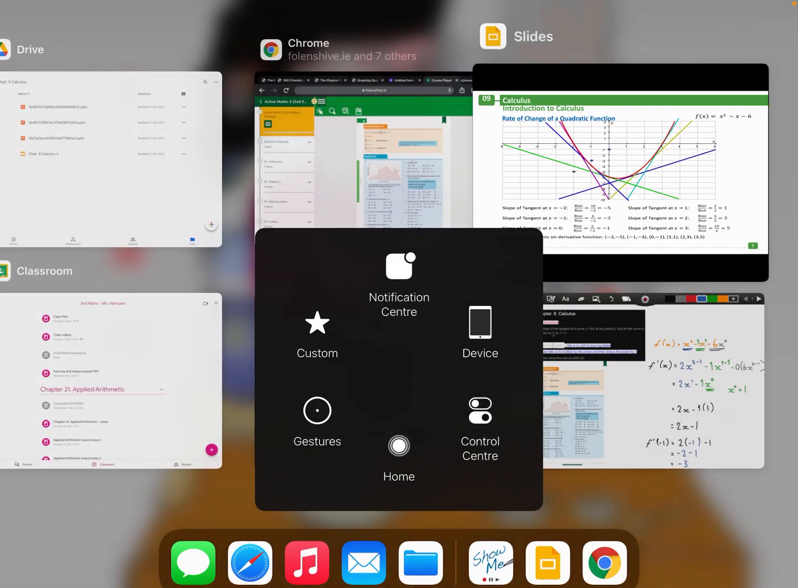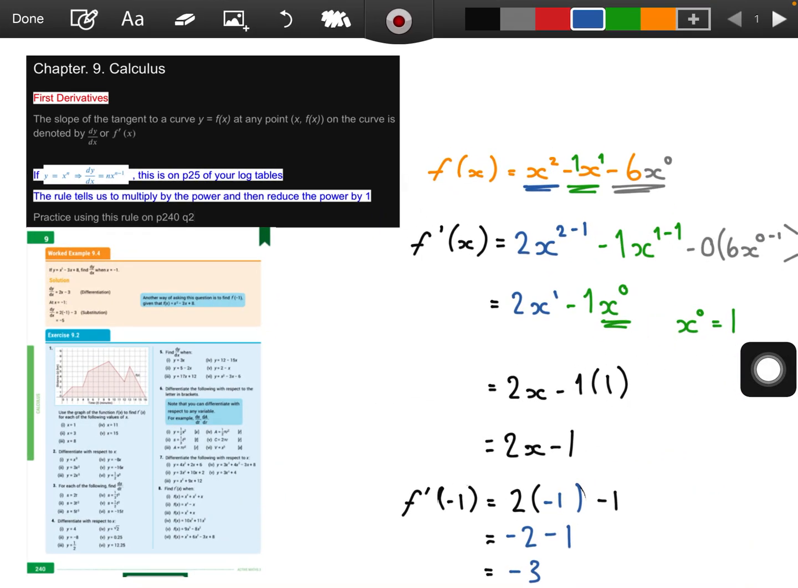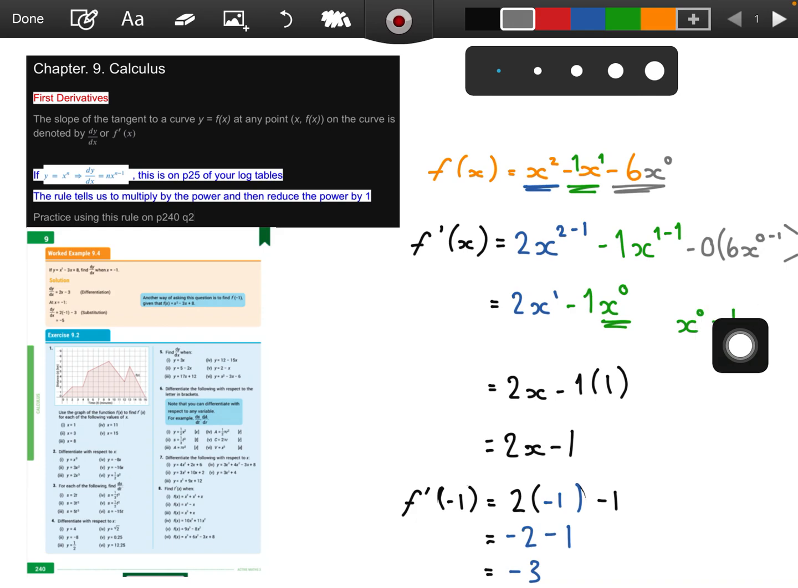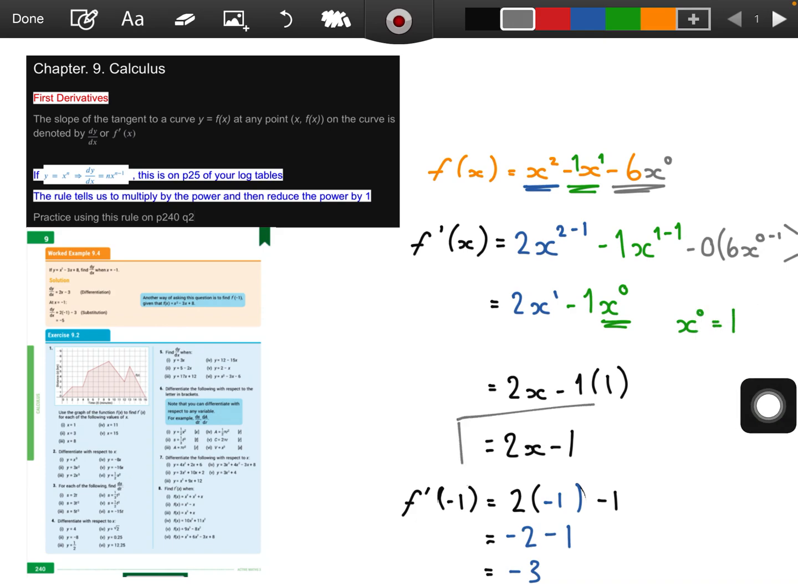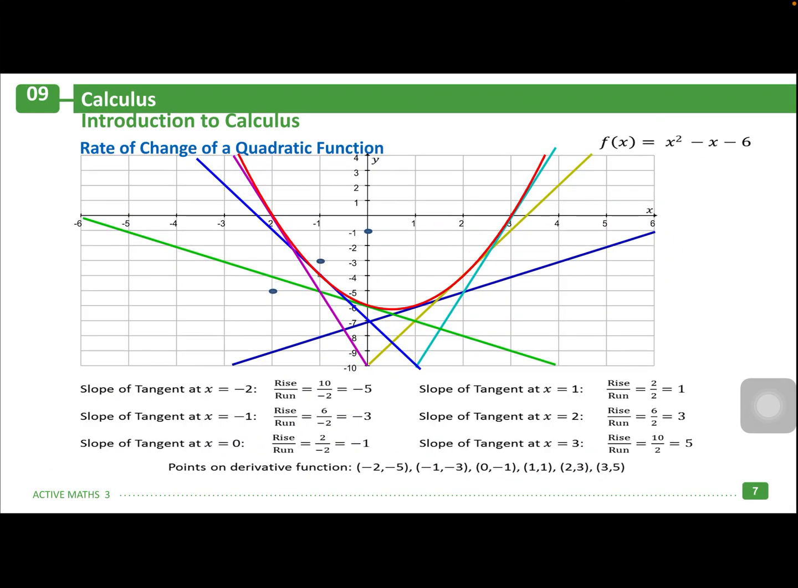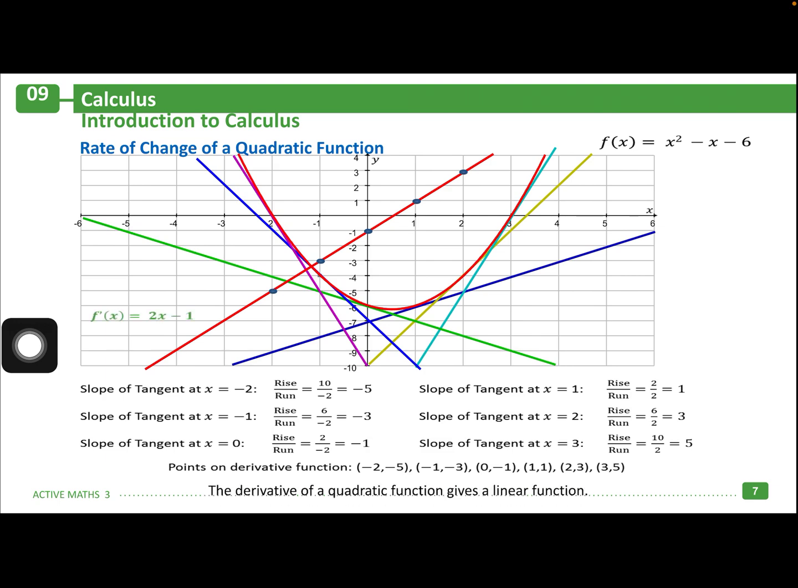This is kind of a really long way to do it though. We also could have just quickly derived this function and then plotted this line. So that's what they're plotting here. That's the derivative function there in red.